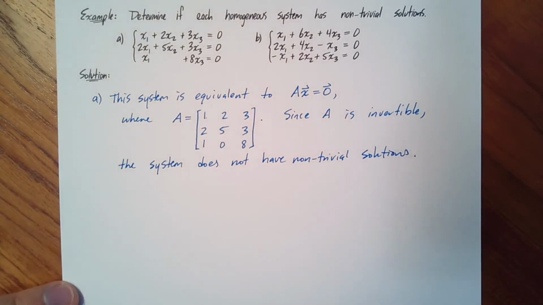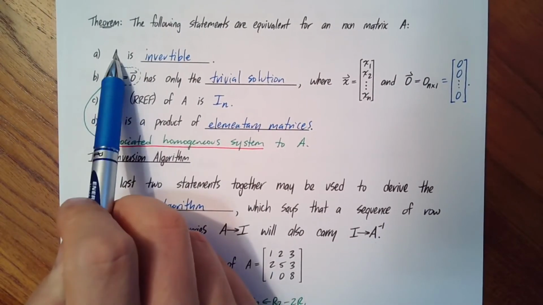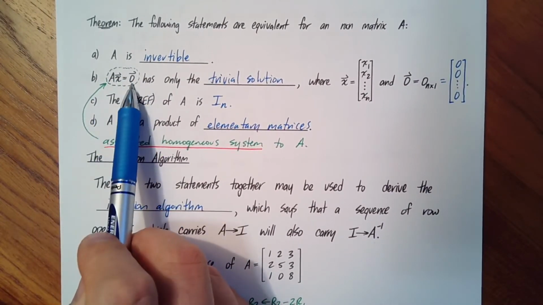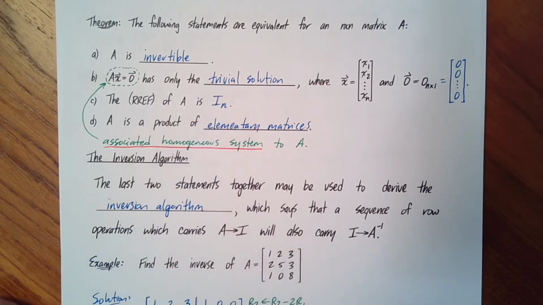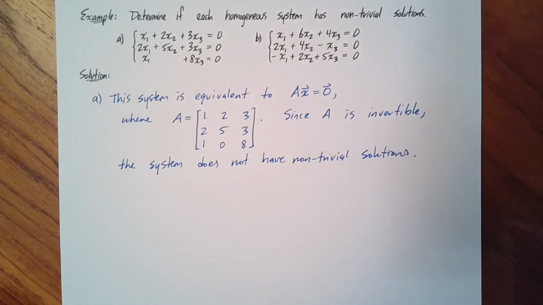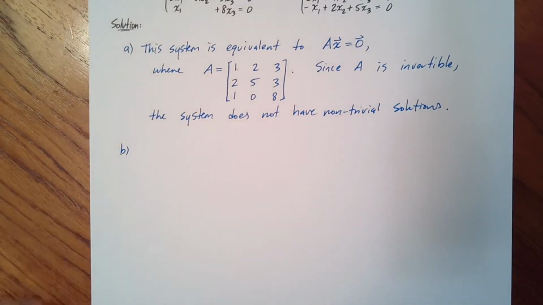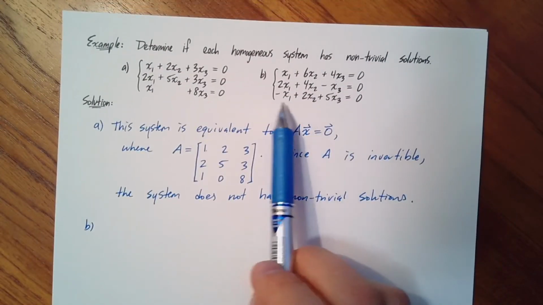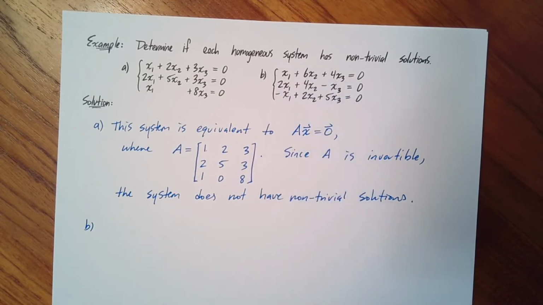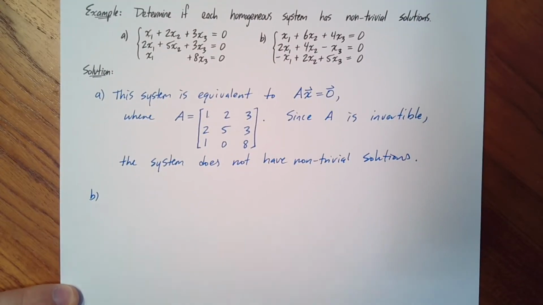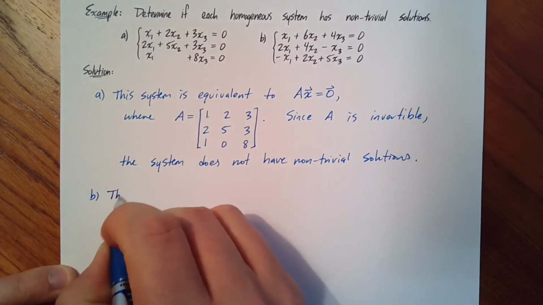Okay, so that's part A. And why does it not have any non-trivial solutions? Because remember, because A is invertible, the associated homogeneous system has only the trivial solution. That's what we're using here. Okay, and for part B, it's the same idea. We're just going to figure out what the coefficient matrix is here, and then we can check whether it's invertible or not.